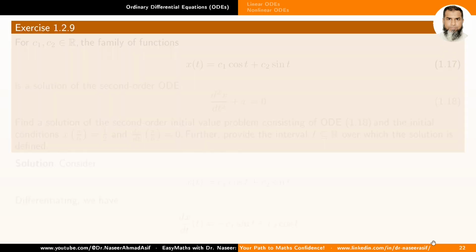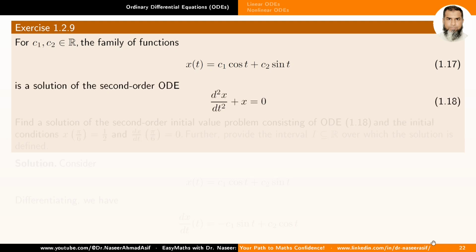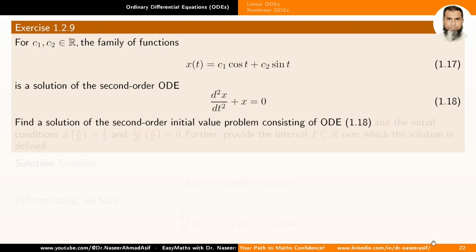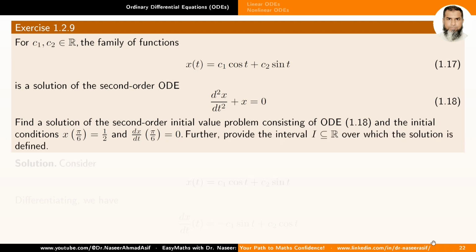Let's see another exercise. For c1, c2 belong to R, the family of functions x of t is equal to c1 cosine t plus c2 sin t is the solution of the second order ODE d2x by dt square plus x is equal to 0. Find a solution of the second order initial value problem consisting of ODE 1.18 and the initial conditions x of pi by 6 is equal to 1 by 2 and dx/dt of pi by 6 is equal to 0. Further, provide the interval I subset of R over which the solution is defined.